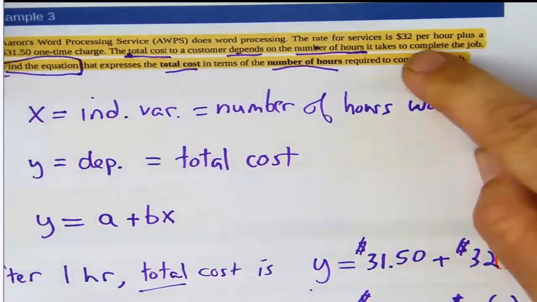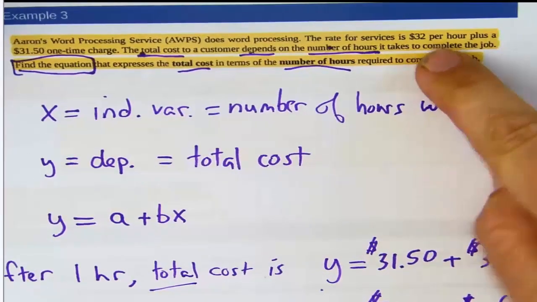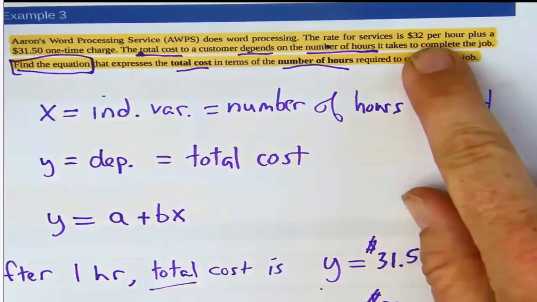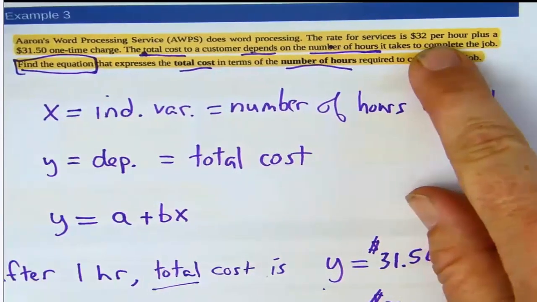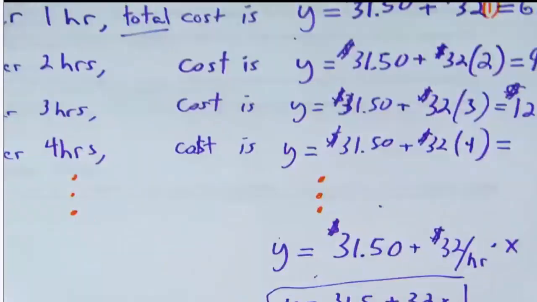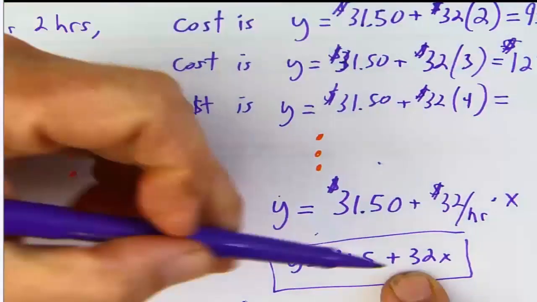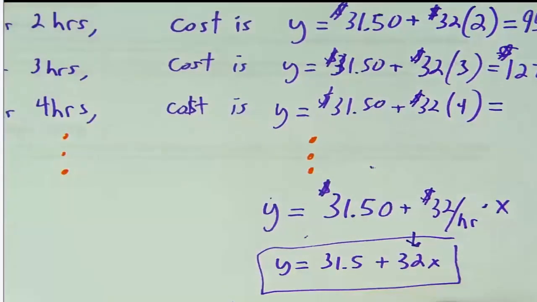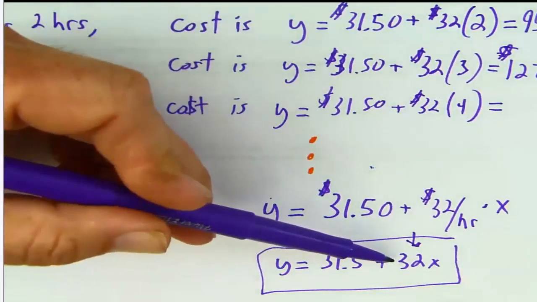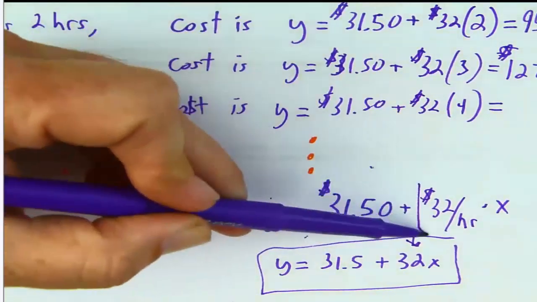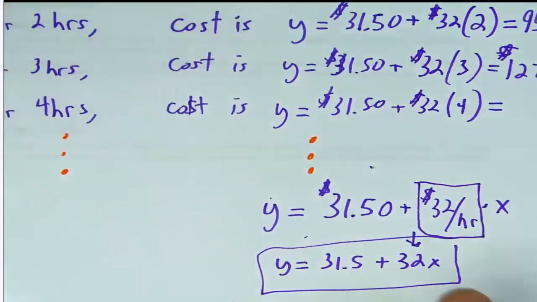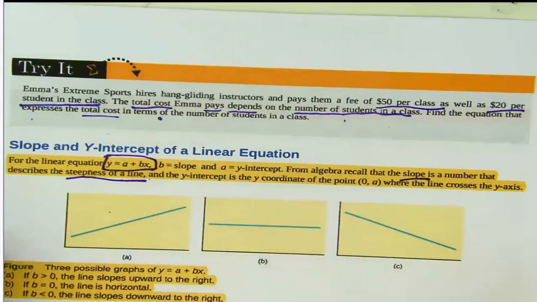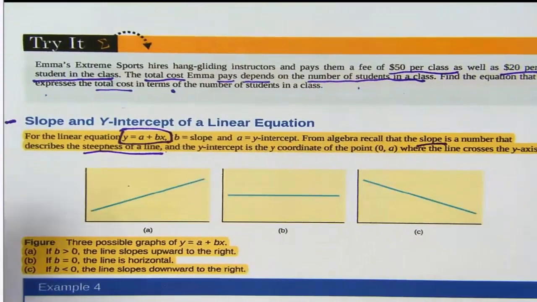The fixed rate was $31.50, and then the rate for services that was variable was $32 per hour. And so your slope here would be this number, 32. But also, if you think about the units, the slope is a rate. So the slope is always a rate of change between x and y, and it also measures the steepness of a line.